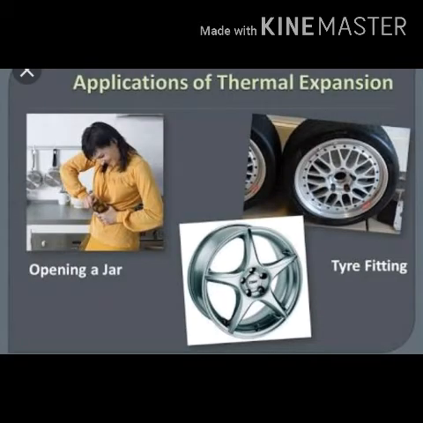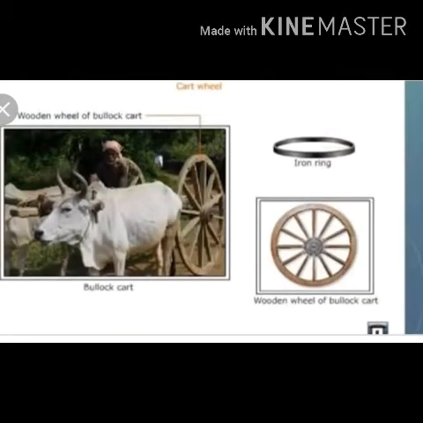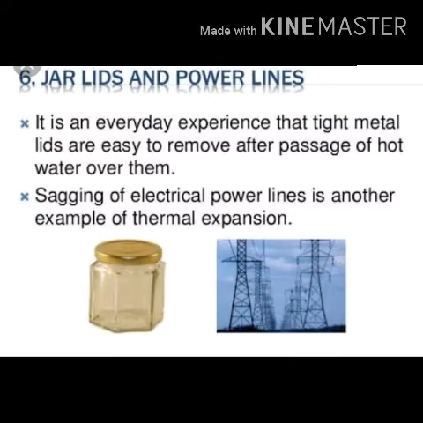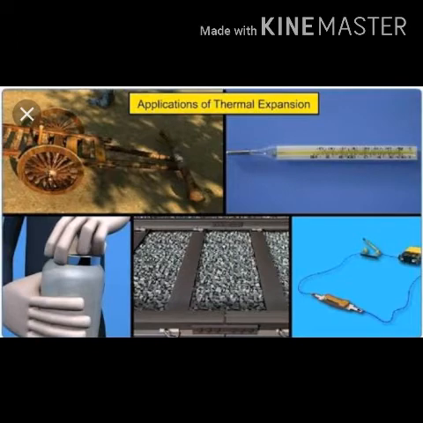A metal rim on the wheel of a wooden cart can be fitted using the principle of contraction and expansion. On heating, the metal rim expands and easily slips onto the wheel, and when it cools, the metal rim contracts and tightly fits onto the cart wheel. So this is the way by which this contraction takes place.